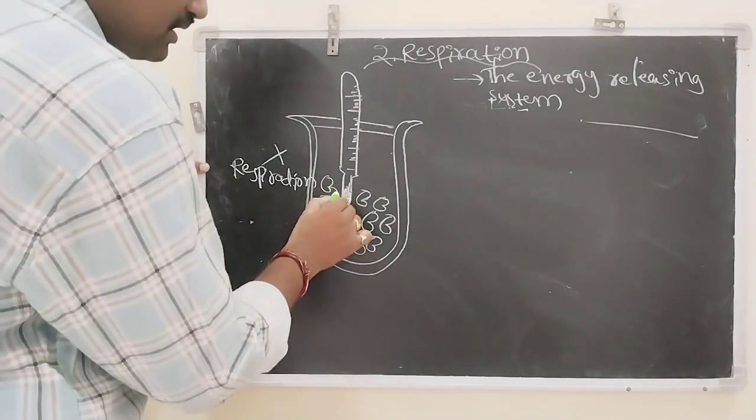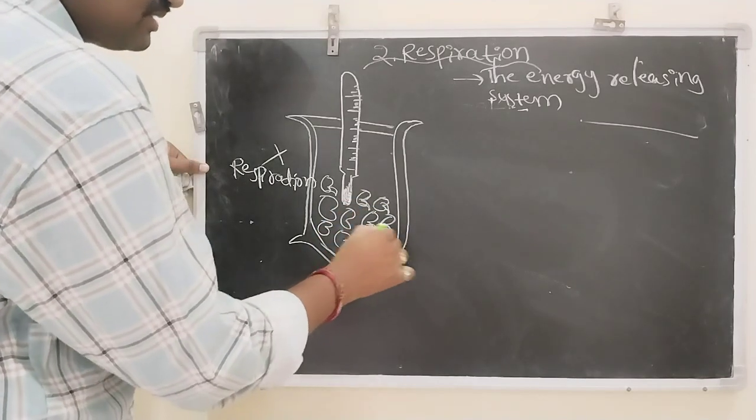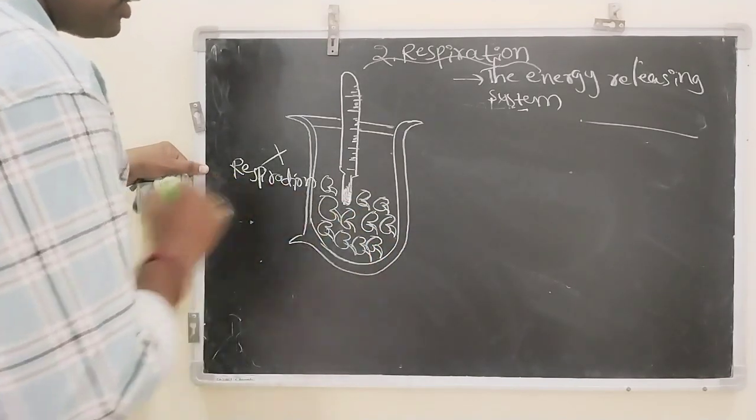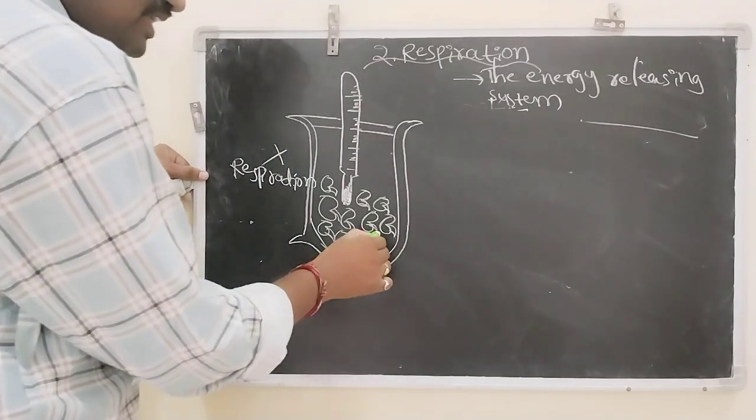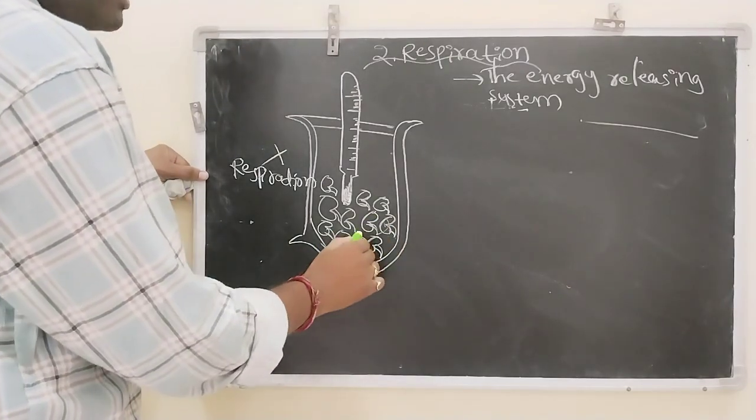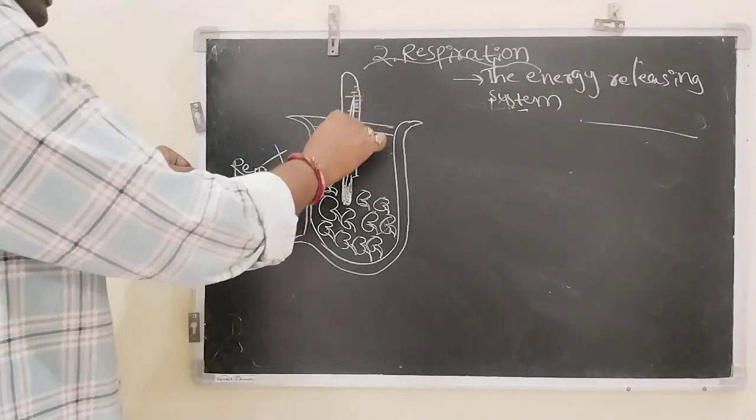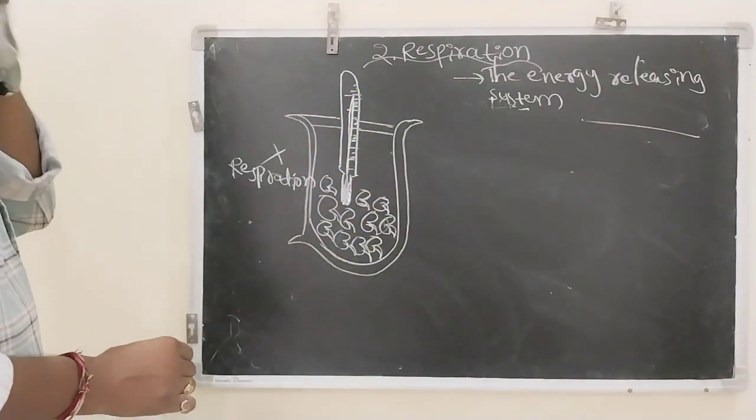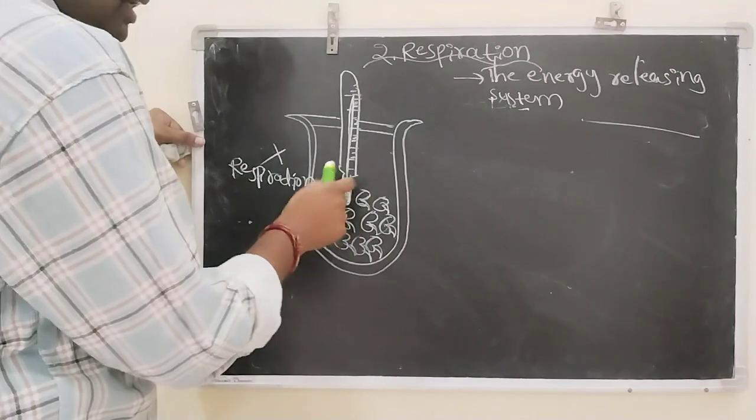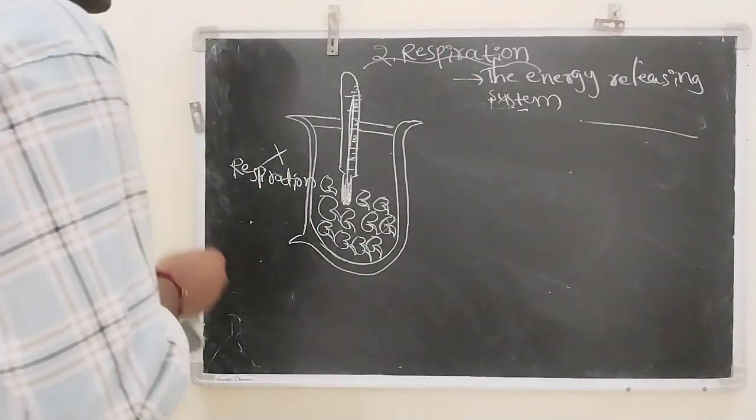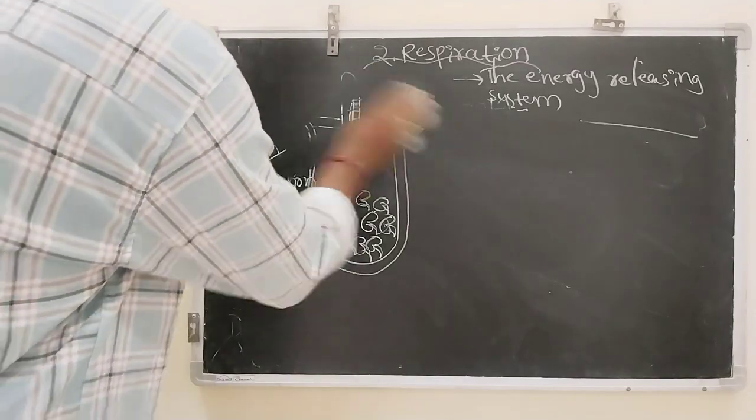Whereas here we have to take germinating seeds in this case. Then what will happen after a few hours? The heat is released by the germinating seeds so that the mercury level rises in the thermometer, indicating that heat is released in respiration. Next.